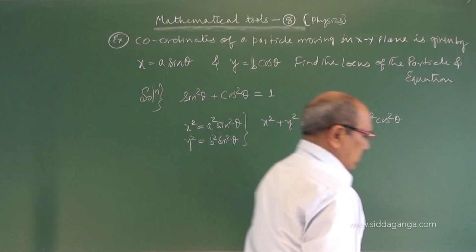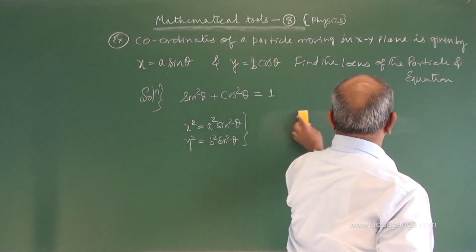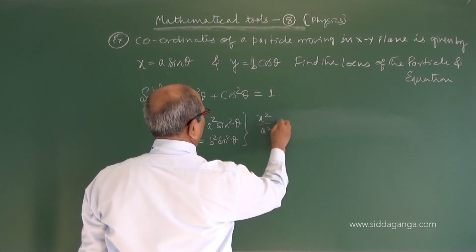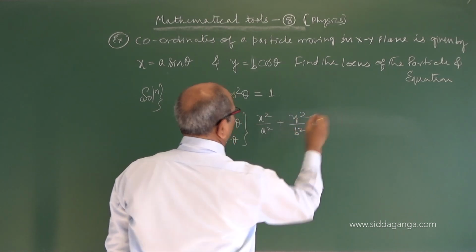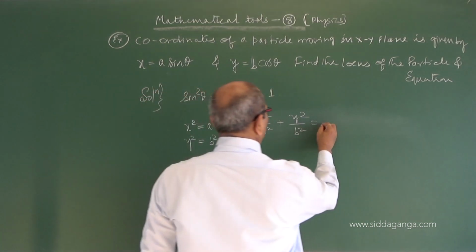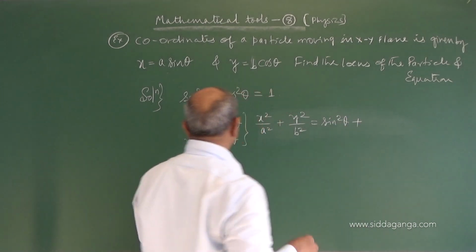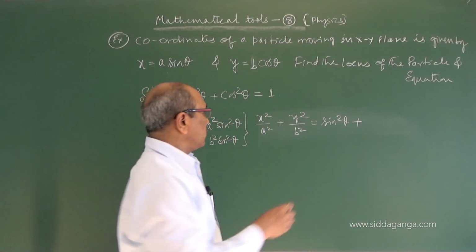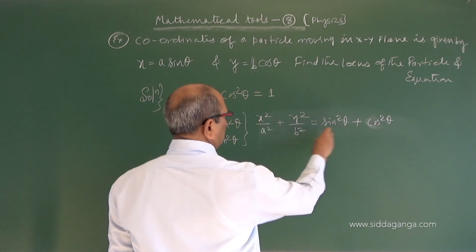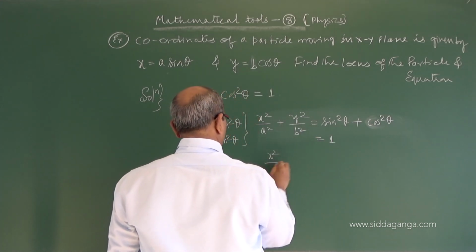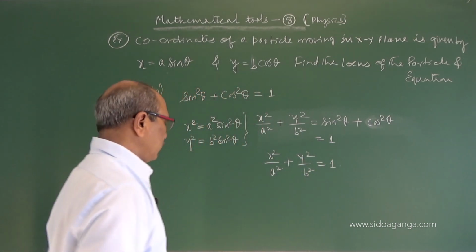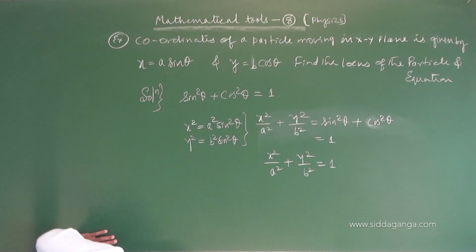One correction I make here. What is x square by a square plus y square by b square? It becomes easy rather than changing the value. x square by a square is sin square theta. y square by b square is cos square theta. Sin square theta plus cos square theta is 1. Therefore, x square by a square plus y square by b square equal to 1. So your necessary equation is obtained.